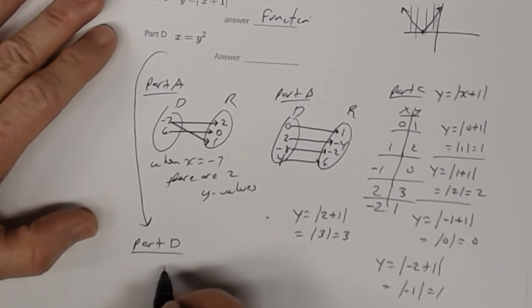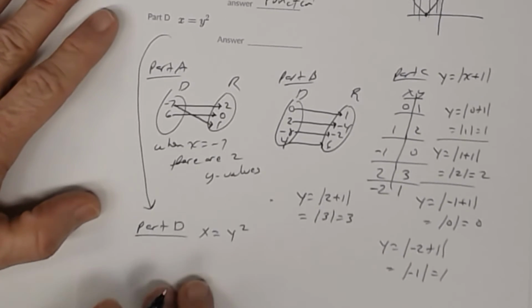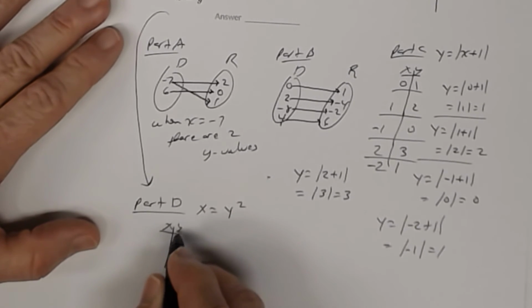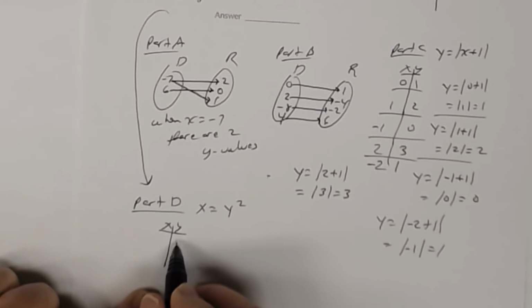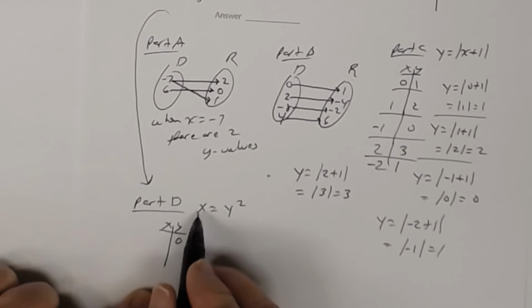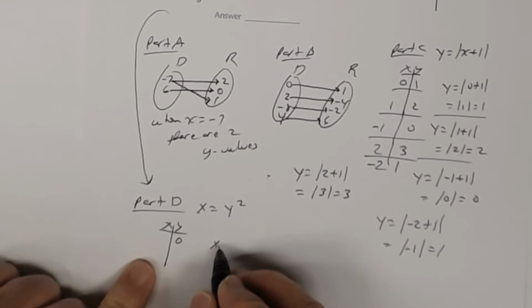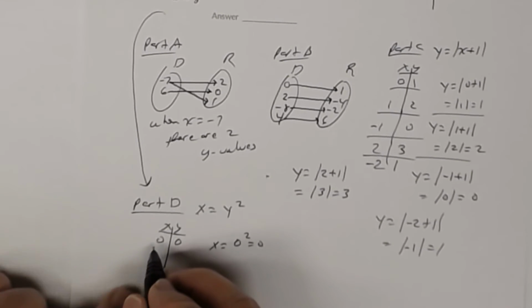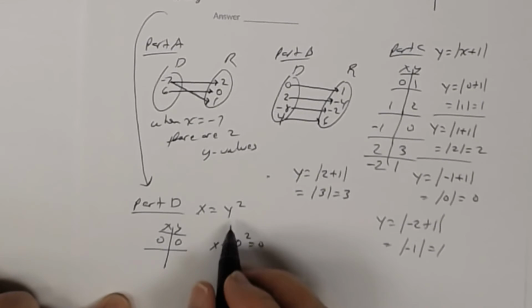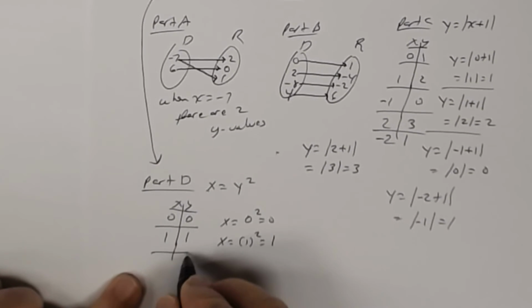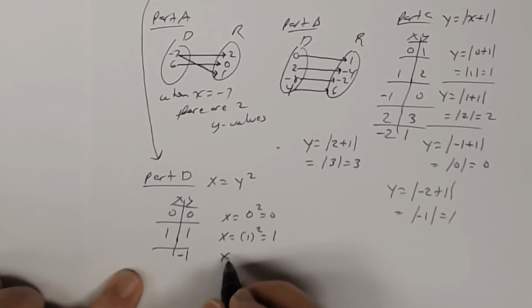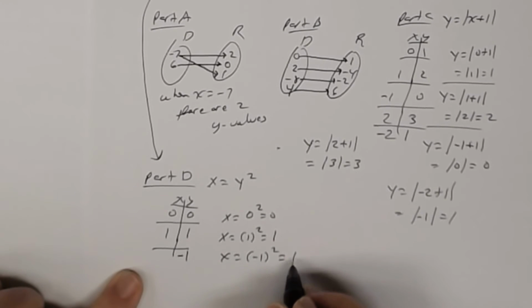So in part D, you have x equals y squared. All right. Now, the way I'm going to do this is, in place of y this time, I'm going to substitute a number. So if y is 0, see, x is by itself. So if y is 0, I get x equals 0 squared, which is 0. So I get the point 0, 0. When y is 1, I get x equals 1 squared, which is 1. So I get the point 1, 1. When y is, let's say, negative 1, I get x equals negative 1 squared, which is a positive 1.